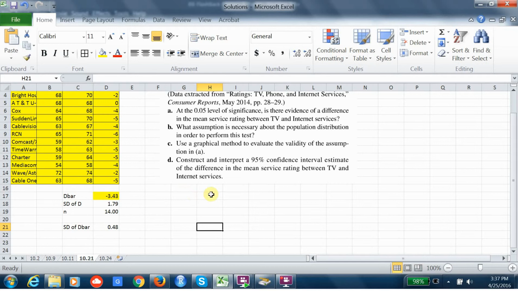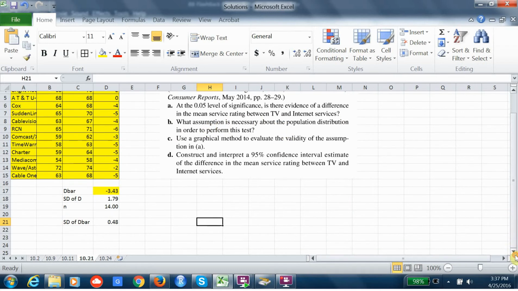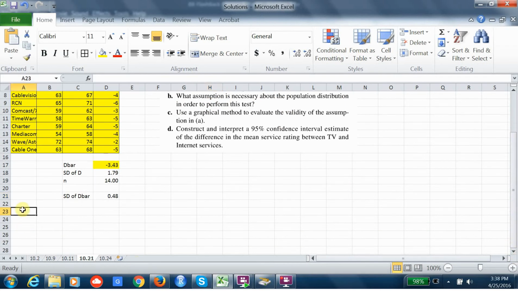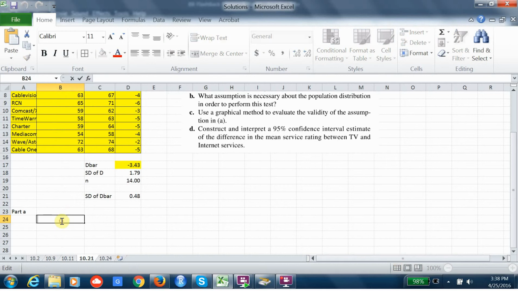All right, so now we want to do a hypothesis test. So at a significance level of 0.05, is there a difference in the mean service rating between the two services? So we're going to start off. We're going to state the hypotheses. Okay, so my null hypothesis is that mu d is equal to 0.